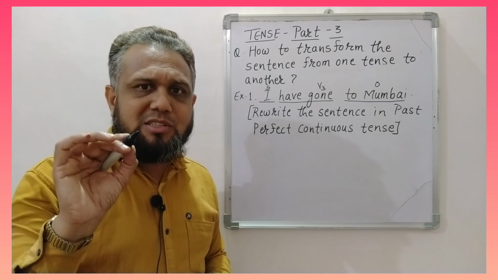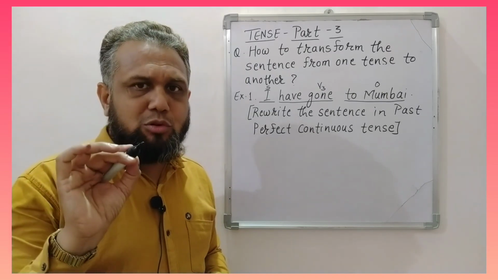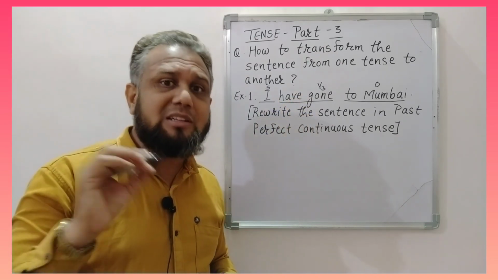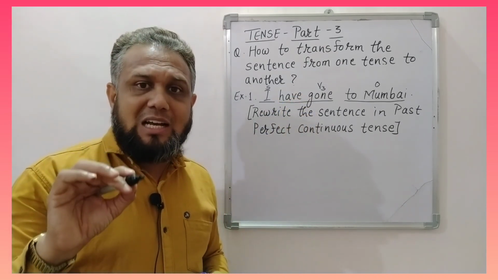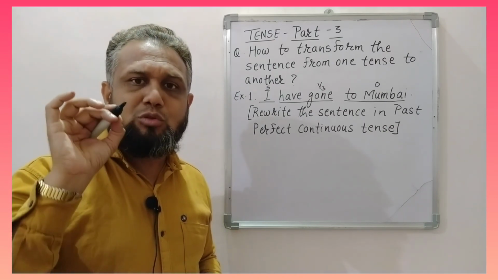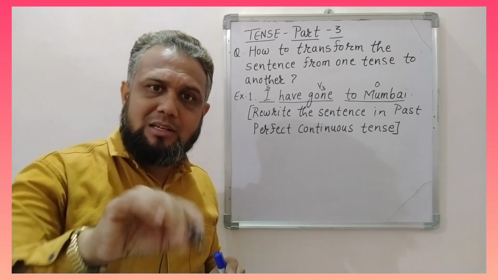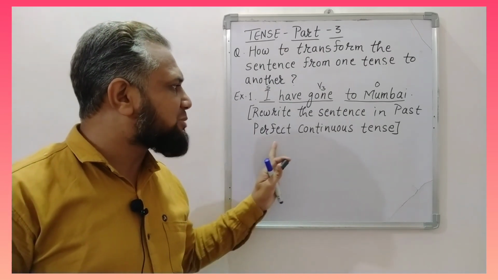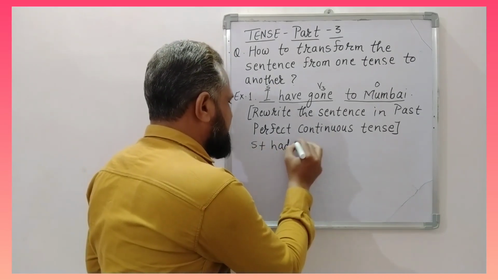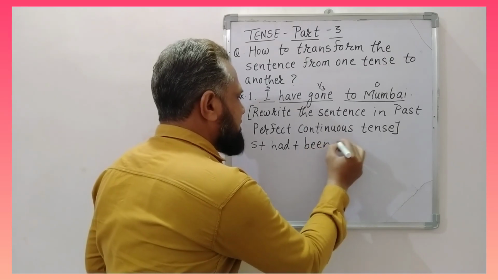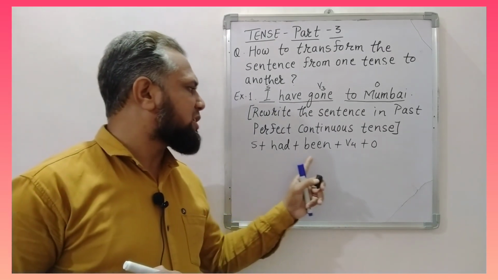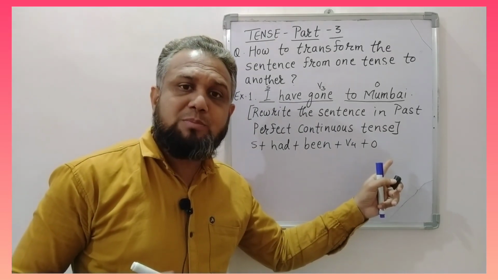Now, the first thing you have to do is to identify the tense of the given sentence, and now to transform it into another tense, you have to memorize, or you have to know the formula of that other tense. Now, what is the formula of past perfect continuous tense? Subject plus had plus been plus V4 plus object. Subject plus had plus been plus V4 plus object.